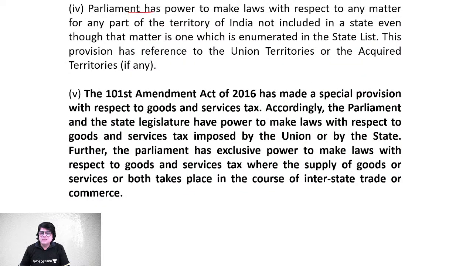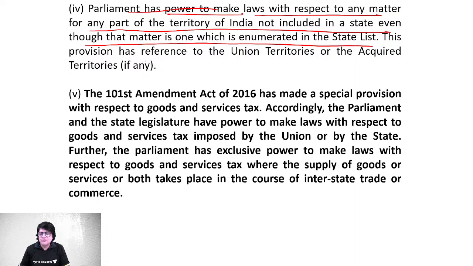And Parliament has power to make laws with respect to any matter for any part of the territory of India not included in a state, even though the matter is one which is enumerated in the state list. And this provision has reference to union territories or the acquired territory.